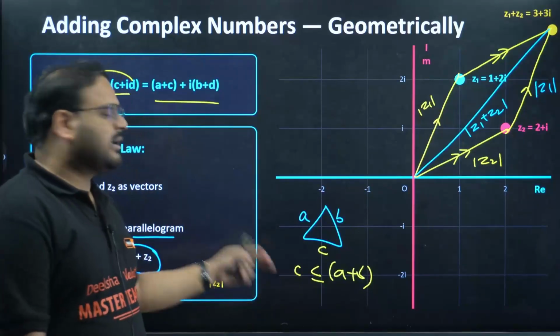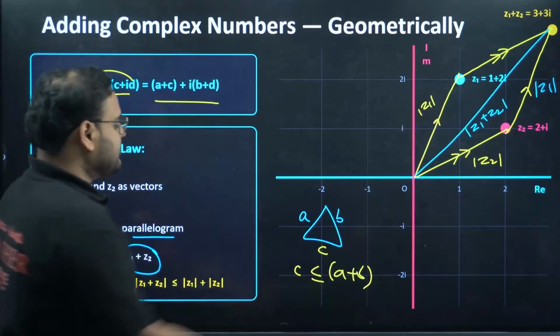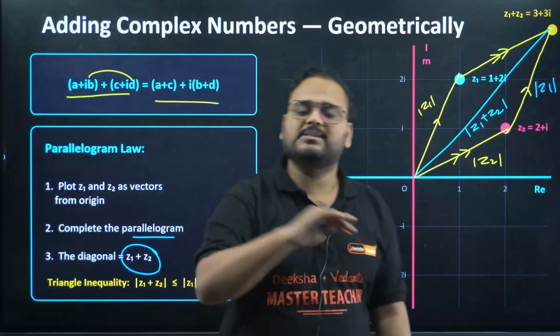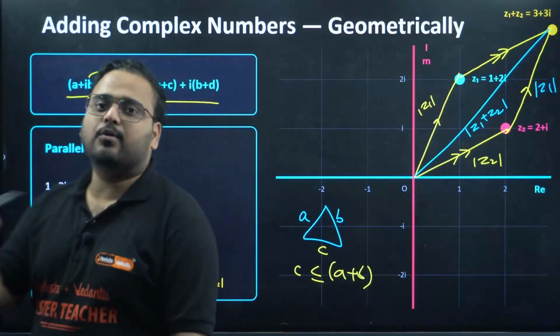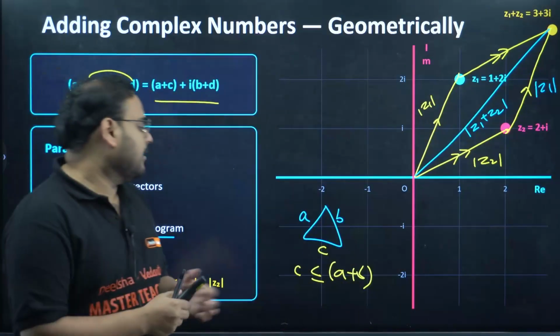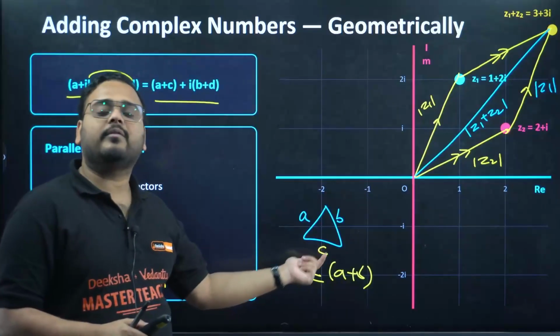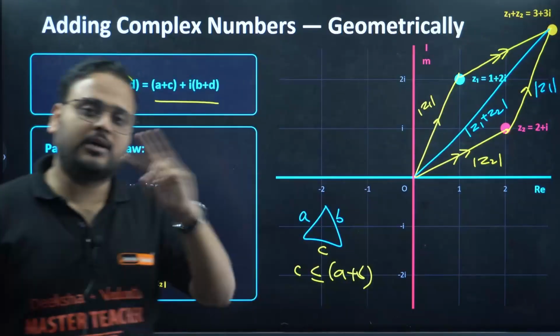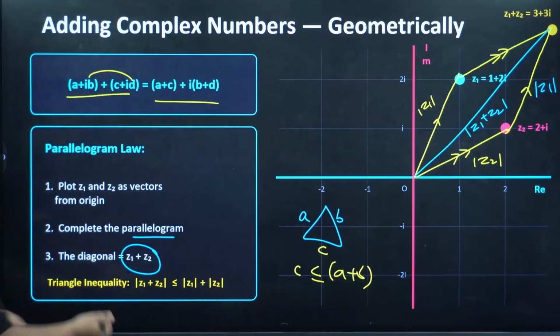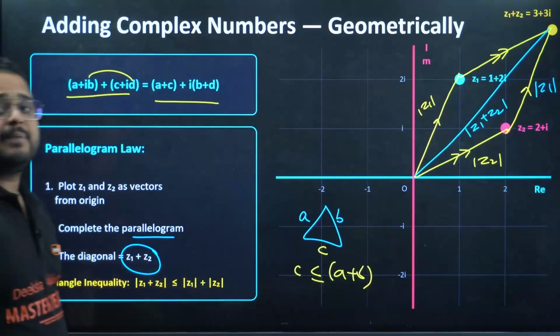When will this be equal? When it becomes a straight line. C is equal to A plus B when A, B, C are collinear in nature. The points are collinear, but it doesn't matter right now. Any one side will always be less than the sum of the other two sides of the triangle. That's your triangle inequality, equal when it becomes collinear.